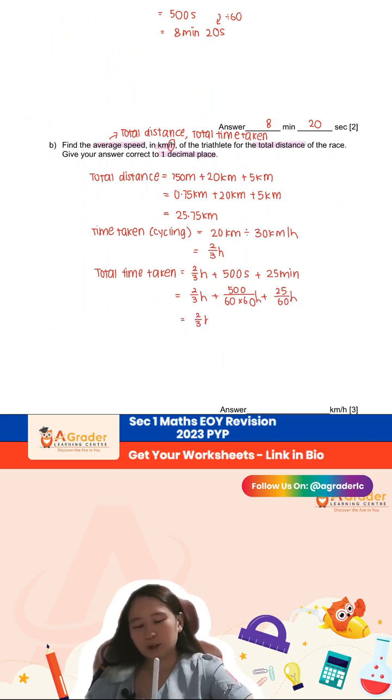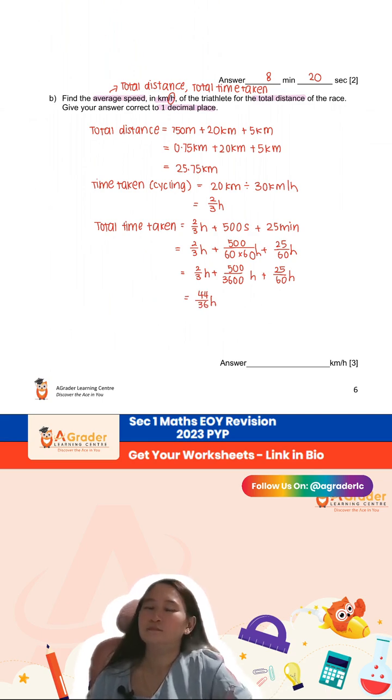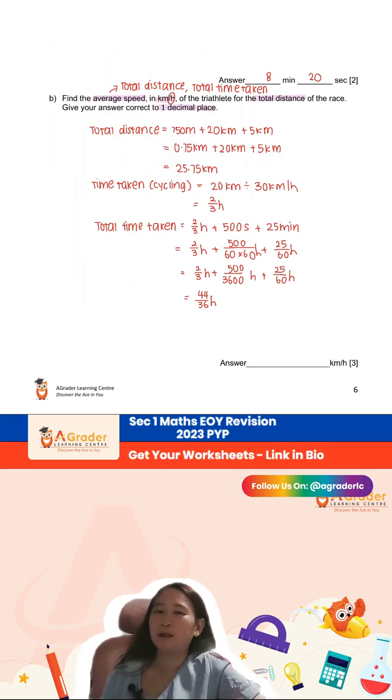So you have 2/3 hour plus 500/3600 hour plus 25/60 hour. After which you add everything up, key into your calculator, you'll get 44/36 hour. You can't take all the speeds and divide by 3 like I said just now. To find average speed, you always have to find the total distance and the total time taken.